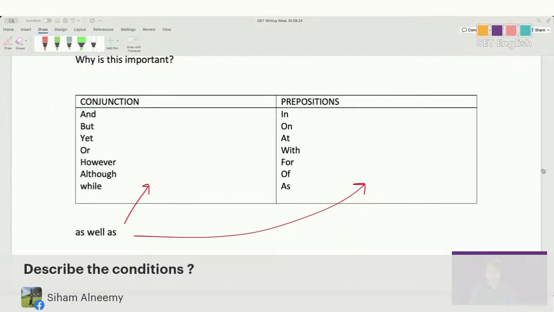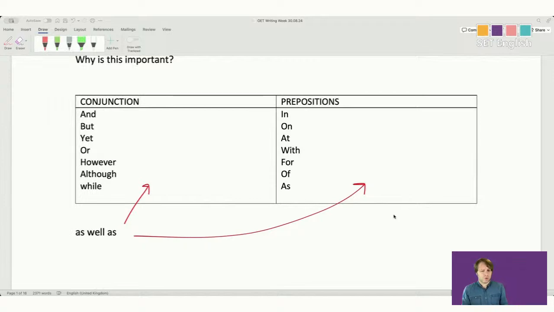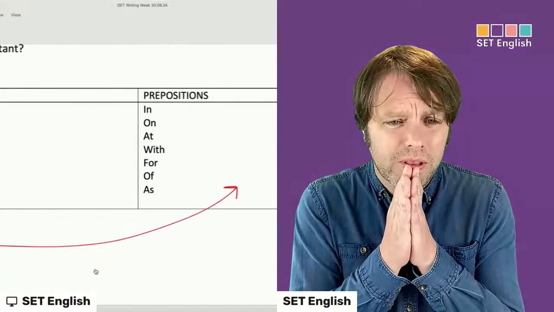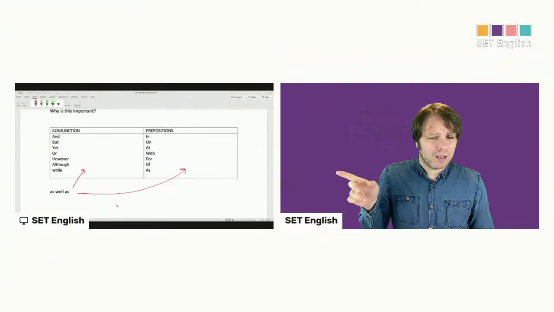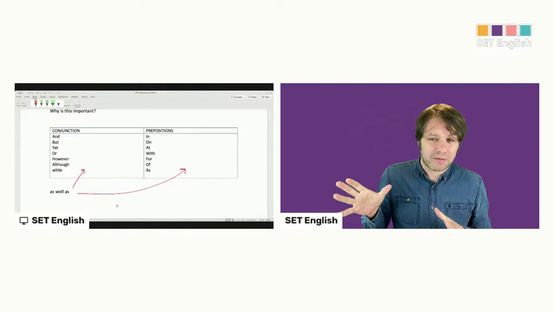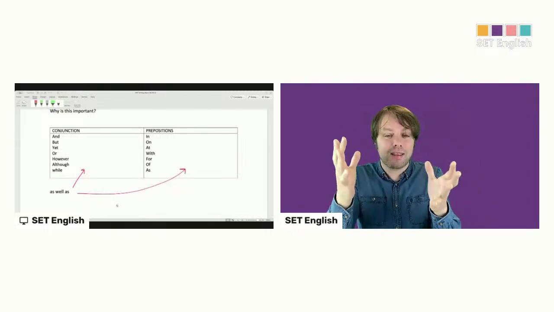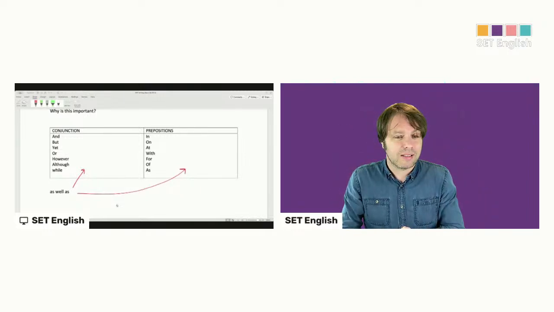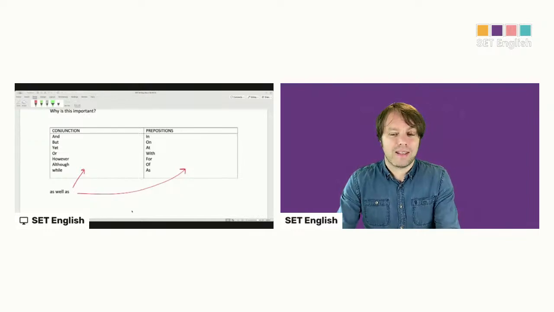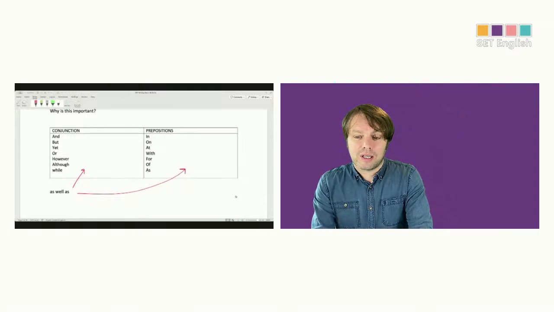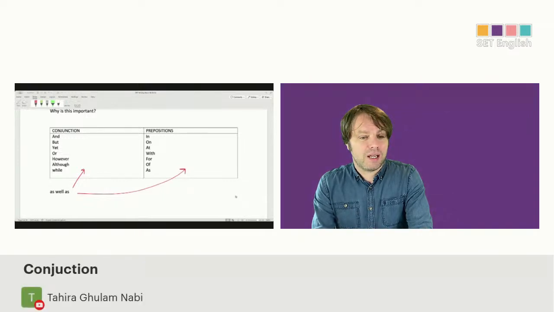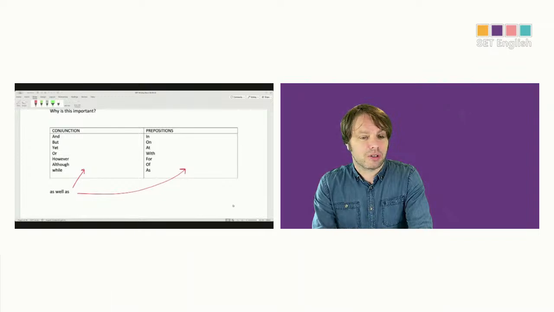What do you guys think? Everyone here. Which one? What do you think? You tell me if you're watching now. Is it a preposition or is it an adjective? Because this is the key thing. This is the thing that you need to know. And this is interesting. Look at this, guys. So we've got Siham is saying that as well as is a conjunction. Tahira is saying that it's a conjunction.